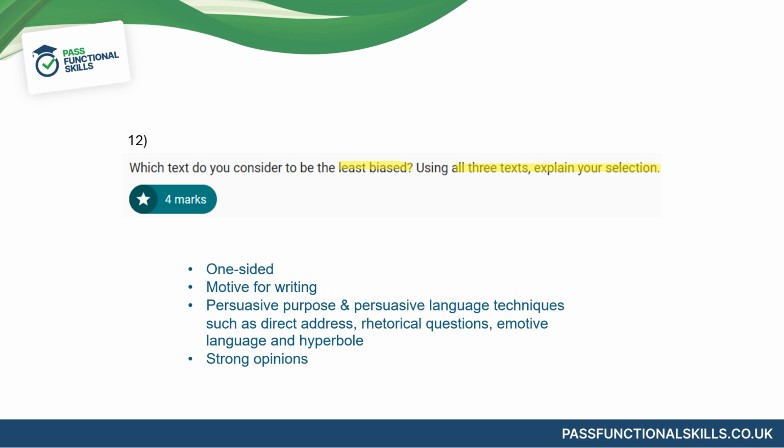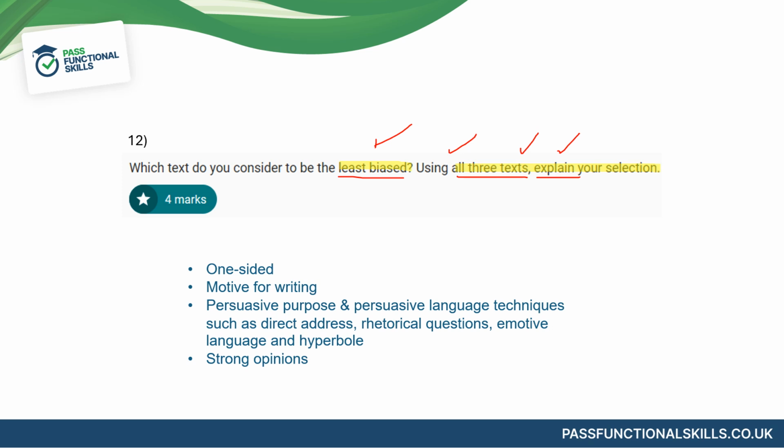So this is a 4-mark question. Now, our first mark comes from simply identifying which text is the least biased. That's our first mark. Then, and this is something that often people forget to do for this question, we need to use all 3 texts to explain our selection. So the easiest way to do this question is identify which text is the least biased and explain why you've chosen that text to be the least biased using that text. And that will give you your second mark. Then we want to take the other 2 texts that we think are more biased and explain what in both of those texts tells us that they are more biased than the text we've considered to be the least biased.